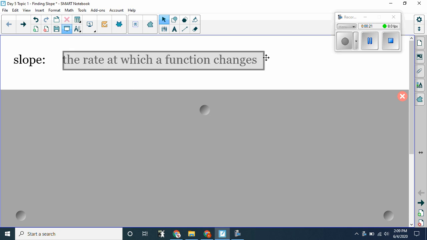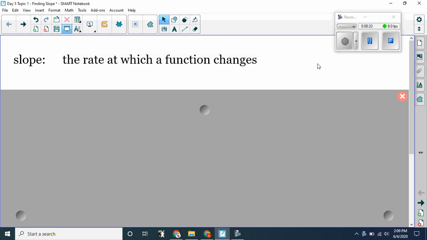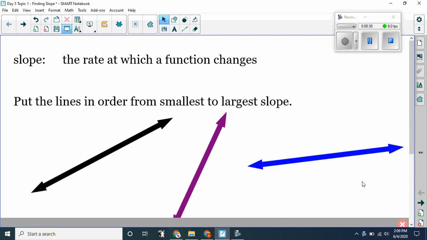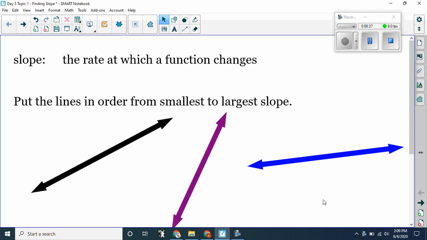So the definition of slope is the rate at which a function changes, how quickly the function is rising or falling. So write that definition down, and then you do not need to necessarily write this part here down. But we've got 3 lines here. We want to put them in order from the smallest slope to the largest slope. So slope, again, it's the rate at which a function is changing. It's basically how steep this line is.